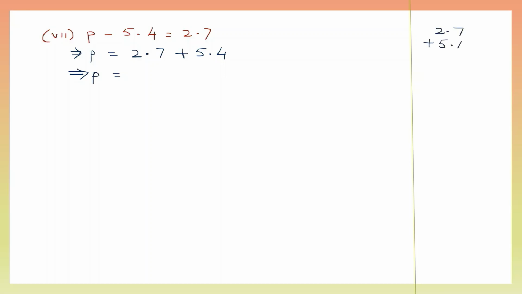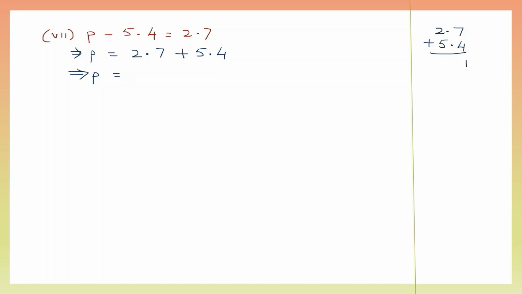Let's move on to the next question. Question 7. P minus 5.4 equals 2.7. So let's solve for P to find the value of P. P is equal to 2.7, minus 5.4 becomes plus 5.4. Therefore, P is equal to, let's add this up, 2.7 plus 5.4.